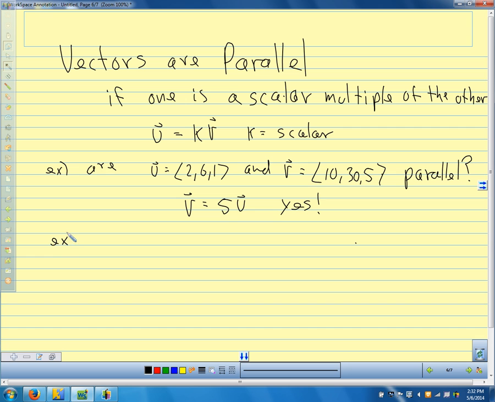Another similar kind of problem, but we have to think about this one a little more. Are the points P, which is (1, 3, 4), Q, which is the point (3, 2, 7), and R, which is the point (5, 1, 10), collinear?